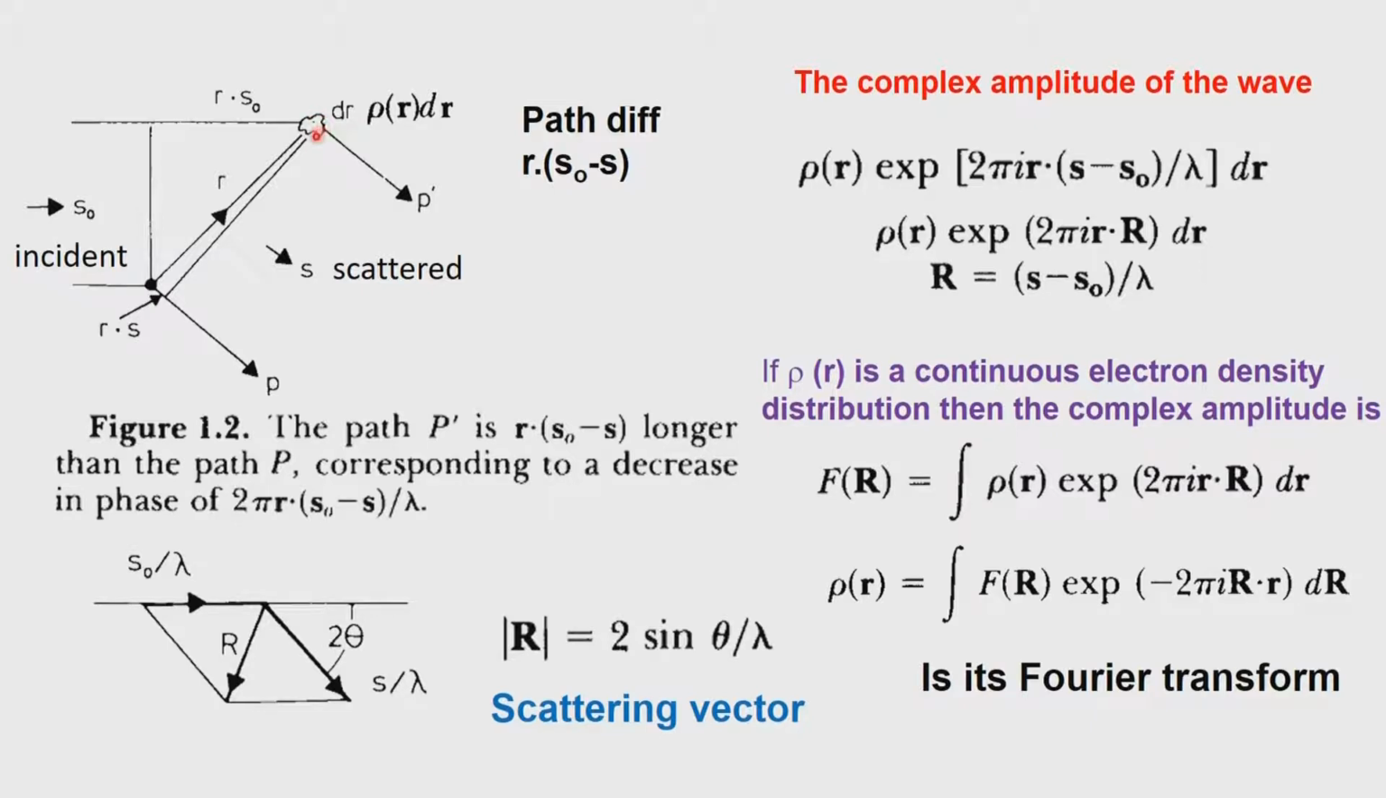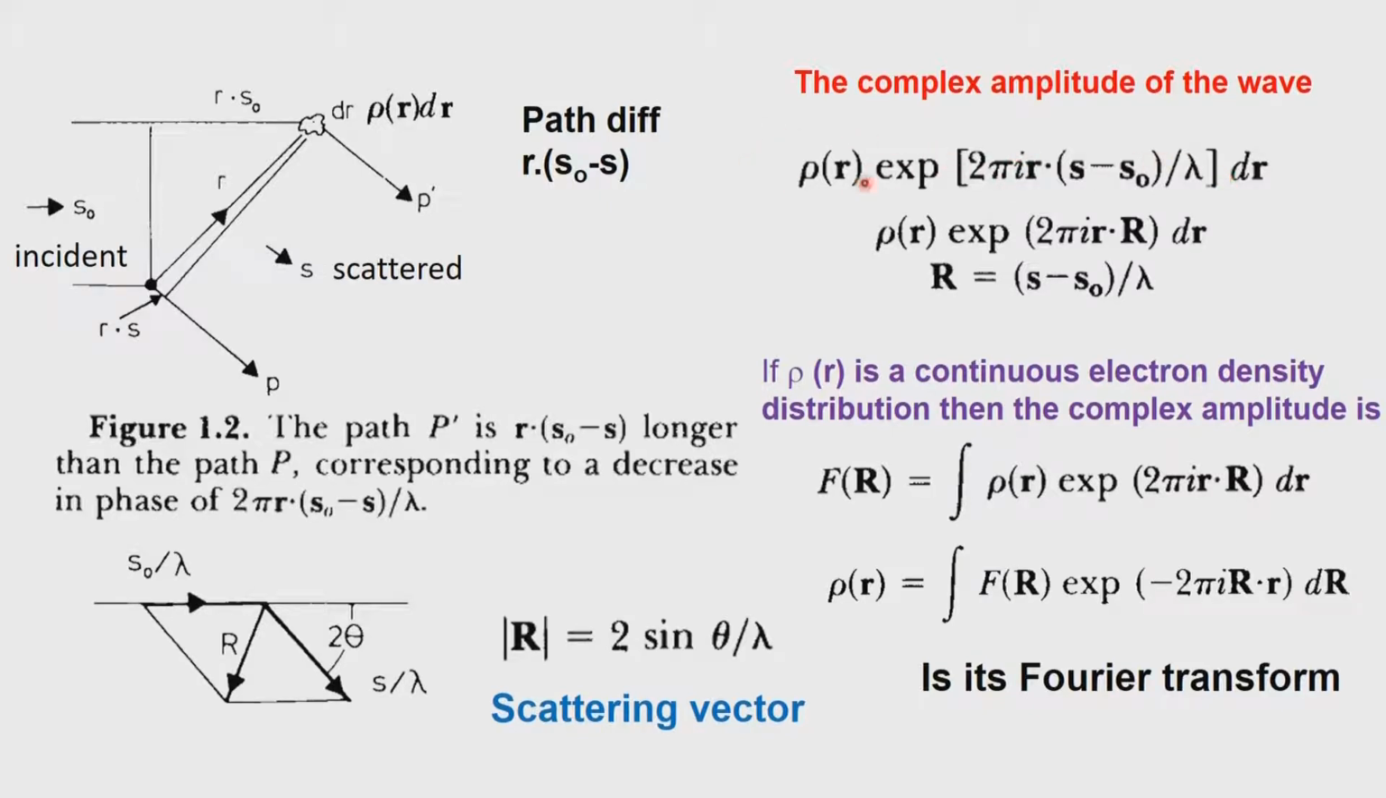So, as a consequence, we get a path difference associated with the path in which the wave traverses, and that is r dot (s naught minus s), which leads to a phase difference which is minus of r dot (s naught minus s), which is r dot (s minus s naught), divided by lambda multiplied by 2 pi i, indicating that this is a complex quantity.